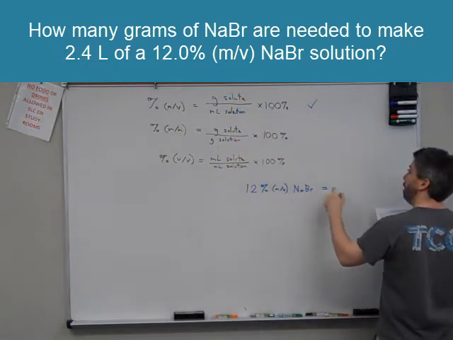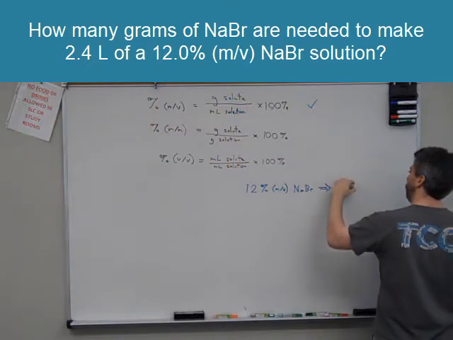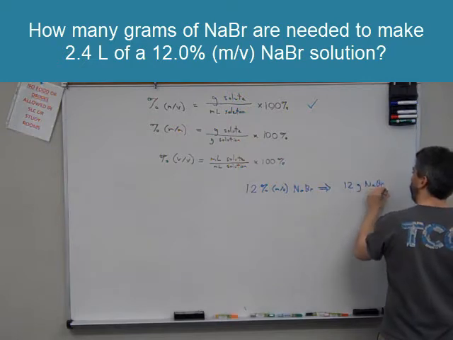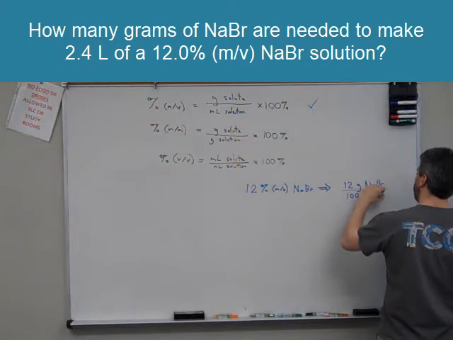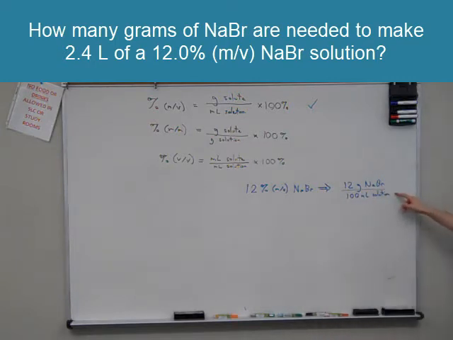Well, percent means per 100, so I can change this into a conversion factor and write it as 12 grams NaBr over 100 milliliters of solution. Because that's what percent means, it means per 100: 12 grams per 100 milliliters. So with that as my conversion factor, I'm not going to start with this. I'm going to have to start with what? We have to convert this down to 15.